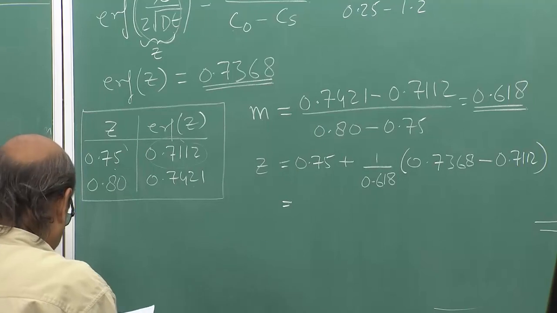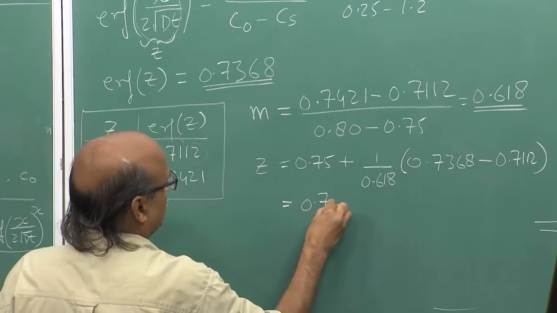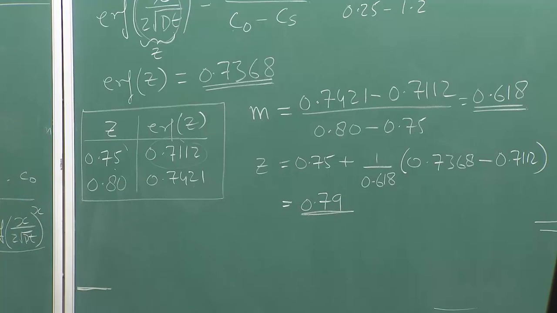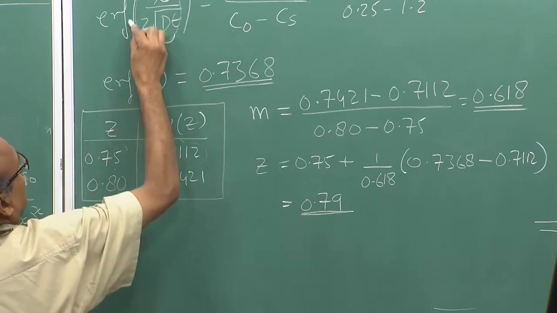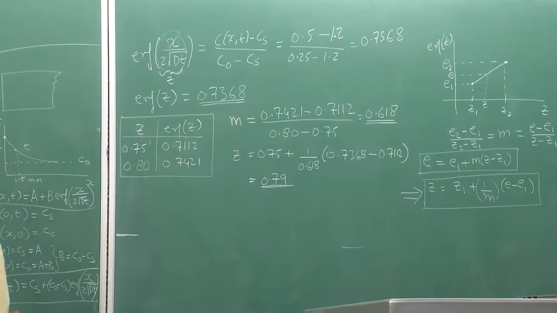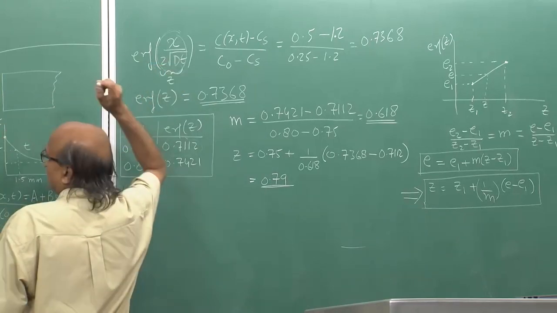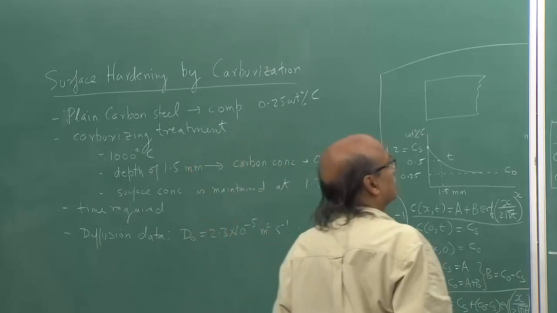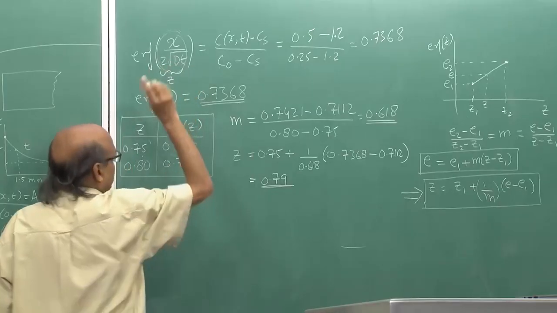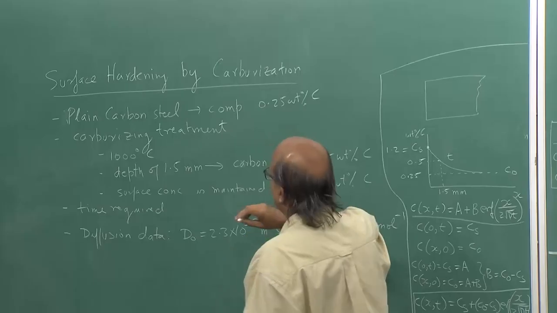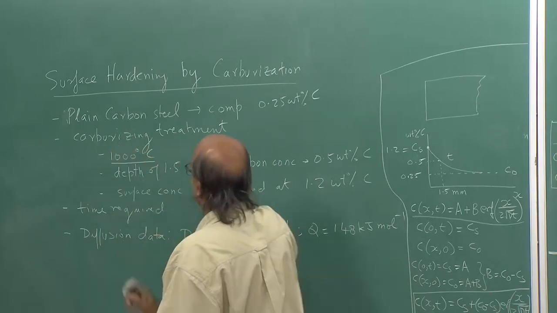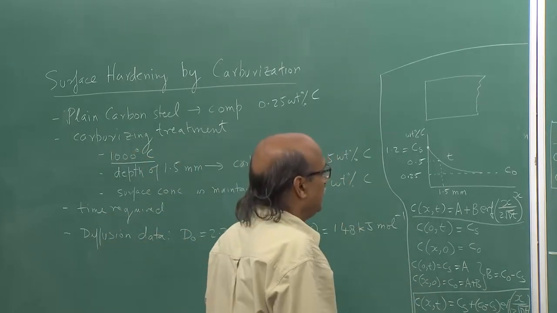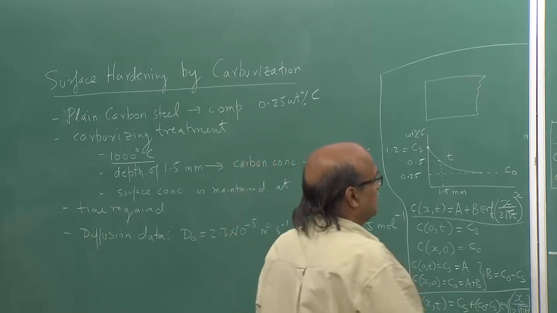This gives me a value of Z as 0.79. So, now I know what Z is, and Z itself is equal to x upon 2 square root of dt. X I know, given in the problem: at a depth of 1.5 millimeters, I need to find the diffusion coefficient D at 1000 degrees centigrade at which I am doing carburizing. So, now let me also calculate what D is.